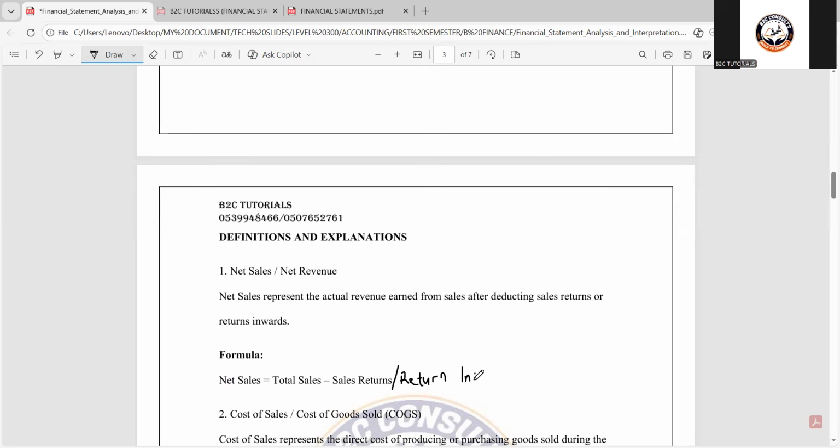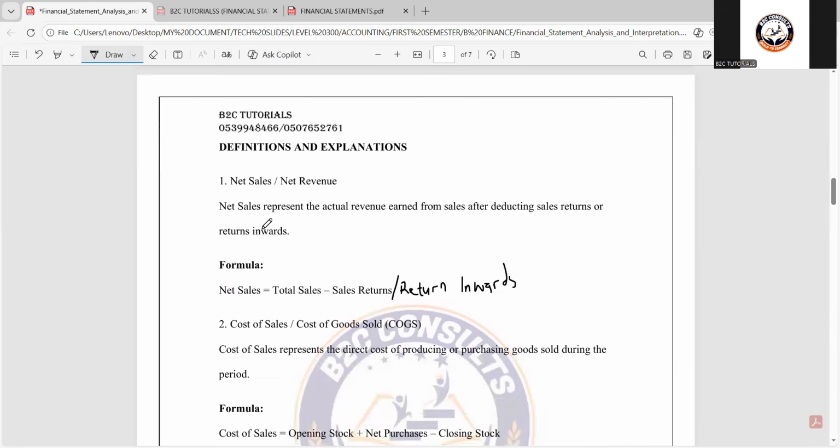The question I have for you is that not all questions that you see will have return inwards or sales return in them. Why? Because net sales or net revenue represents the actual revenue that you have earned from selling after deducting your sales returns, or return inwards, another name for sales return.